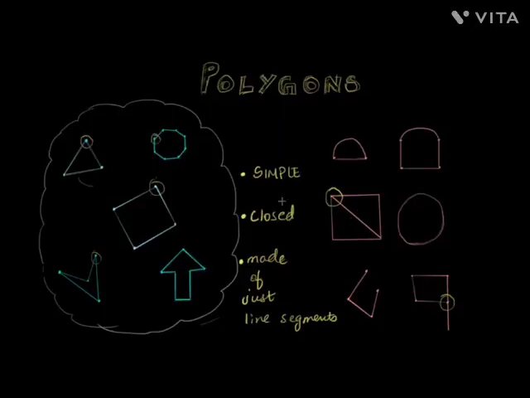So now I know that as long as a curve follows these three rules, it can be a member of this family that we call polygons. Simple, closed, and made up of just straight line segments.